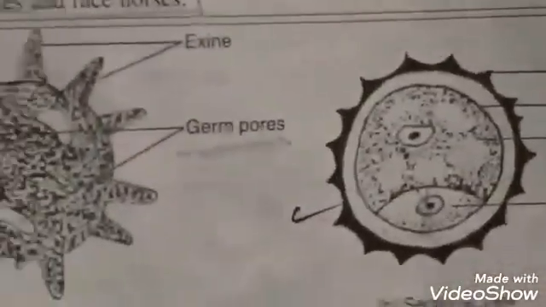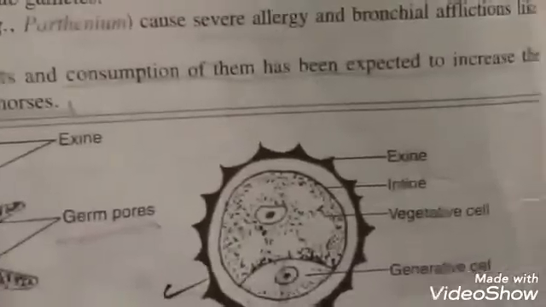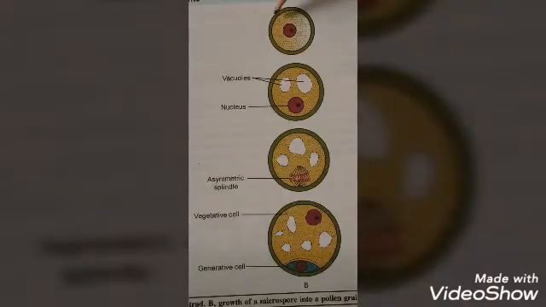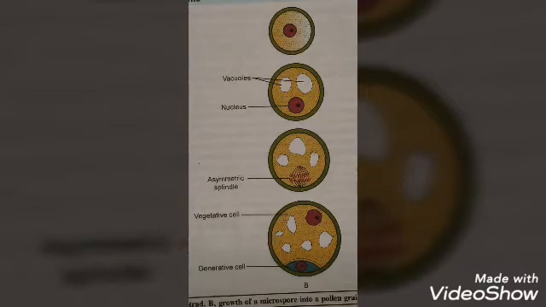Now, next layer of pollen grain is intine. The inner layer of the pollen grain, it is intine. The intine is thin and it is made of cellulose and pectin.